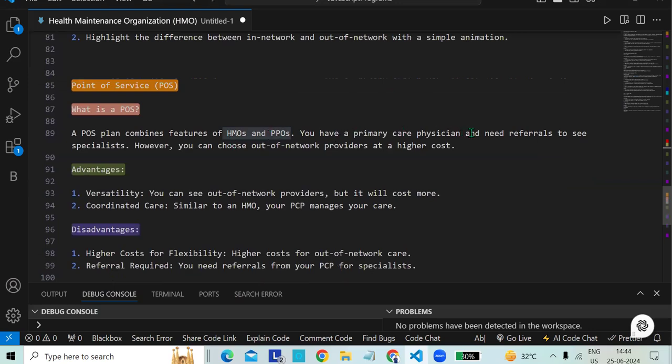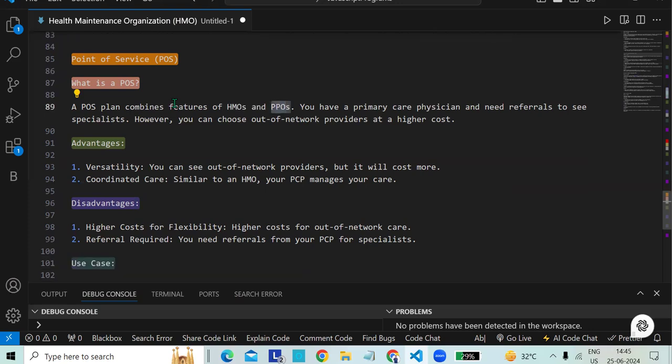You have a primary care physician and need referrals to see a specialist. So in POS, you need a referral. However, you can choose out of network providers at a higher cost. So see here, you need a primary care physician referral, which is HMO, right? And however, you can choose out of network providers at a higher cost, which is PPO, right? So we have both HMO and PPO. By combining HMO and PPO, we get the point of service.